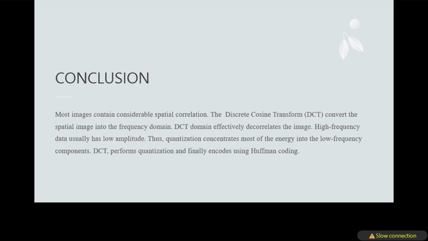Conclusion: most images contain considerable spatial correlation. The discrete cosine transform, DCT, converts the spatial image into the frequency domain. DCT effectively decorrelates the image. High frequency data usually has low amplitude. Thus, quantization concentrates most of the energy into the low frequency components. DCT performs quantization and finally encodes using Huffman coding.